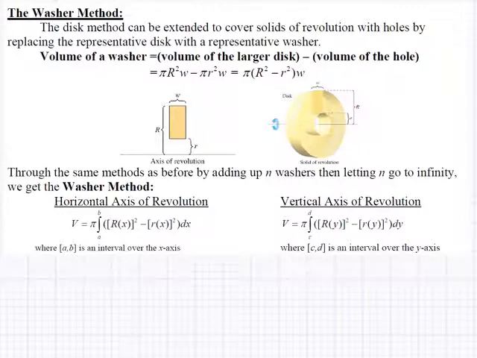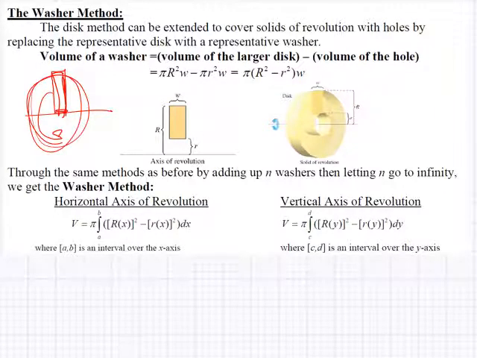Now we move on to the washer method. And the only real difference between the washer method and this method is the placement of the rectangle. In the disk method, our rectangle sat right on that axis of revolution. And when we spun it, we got a solid disk all the way through. In the washer method, our rectangle sits off the axis of revolution.